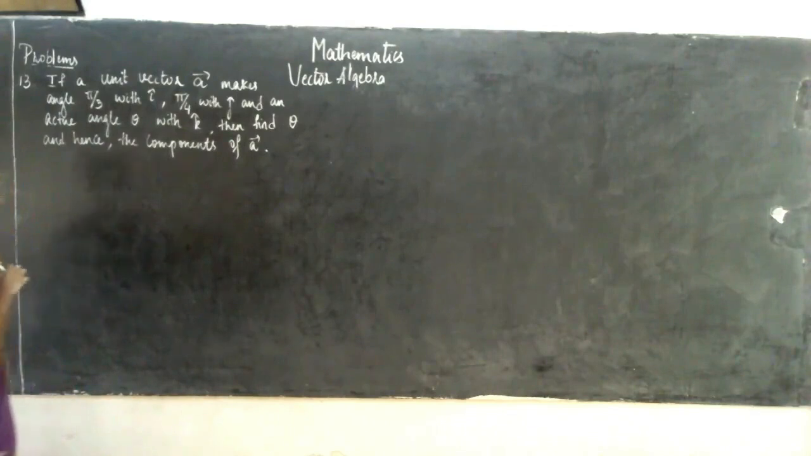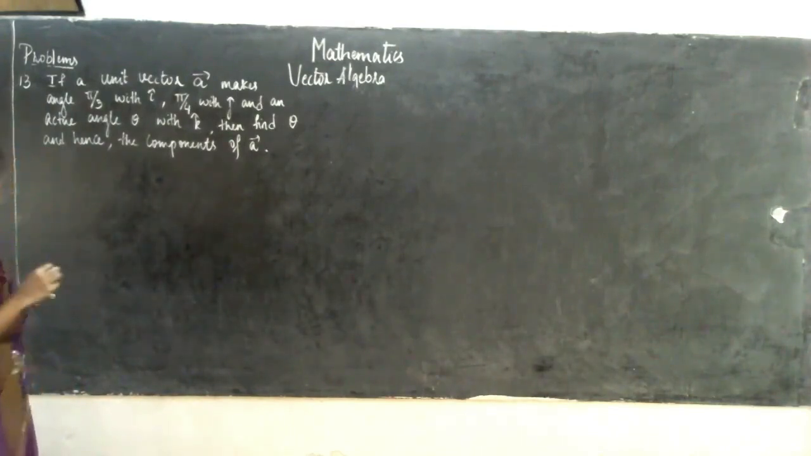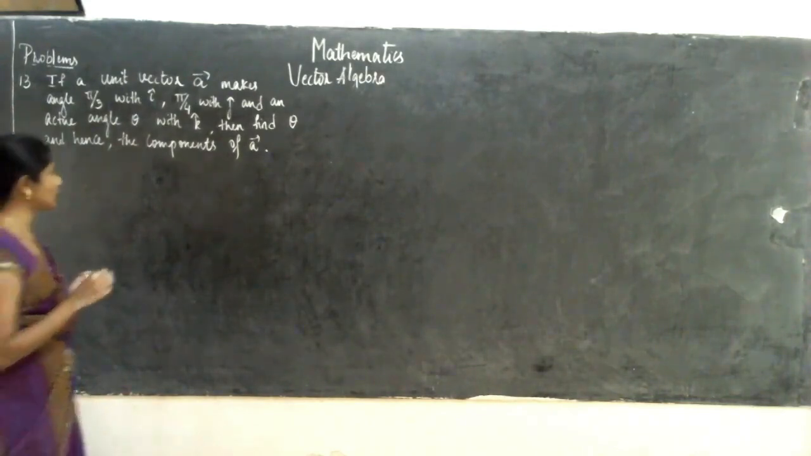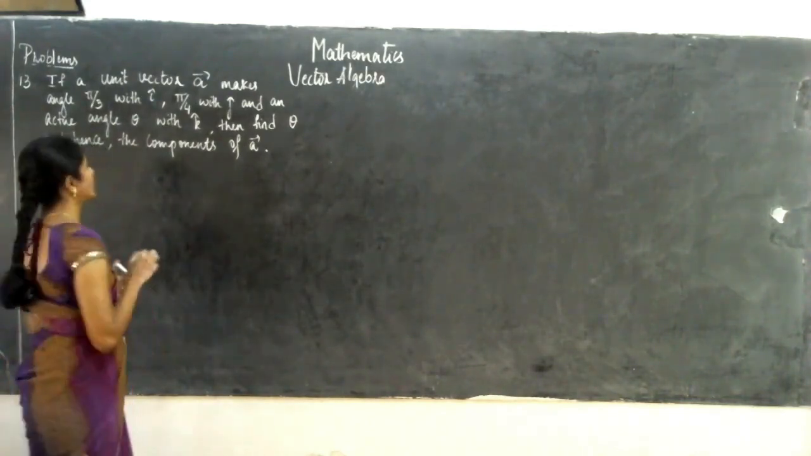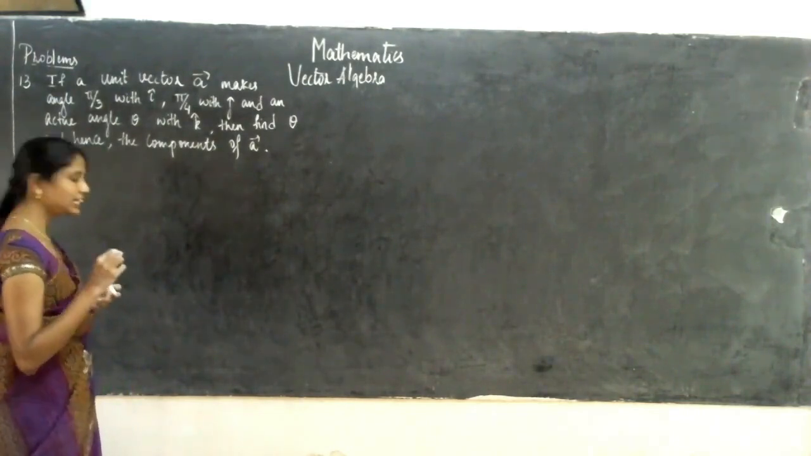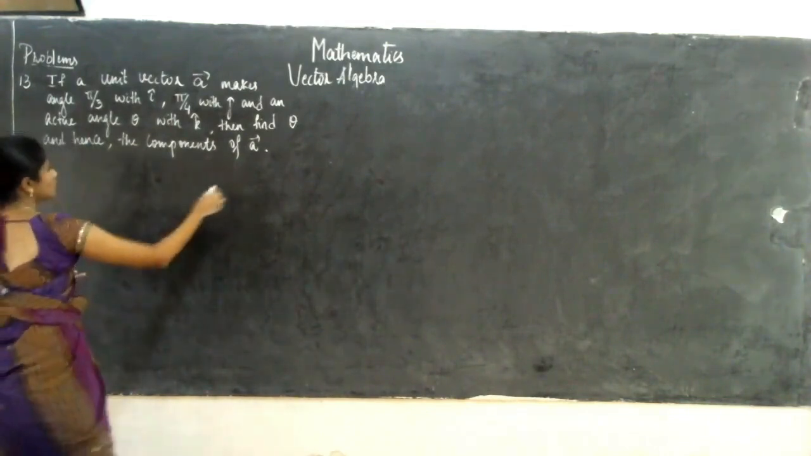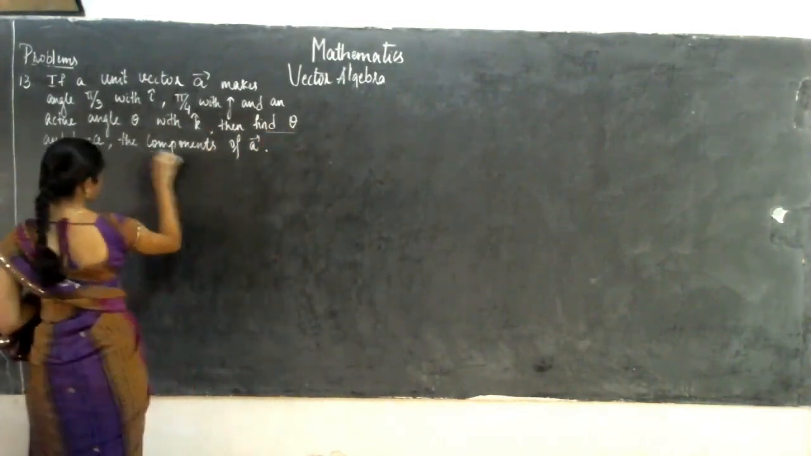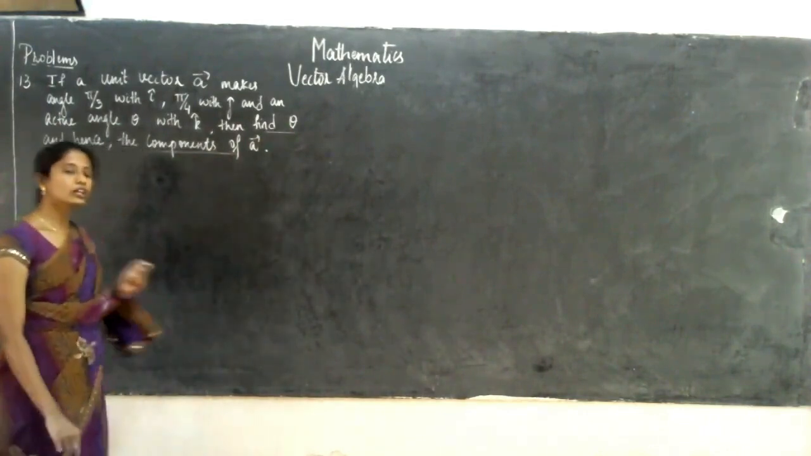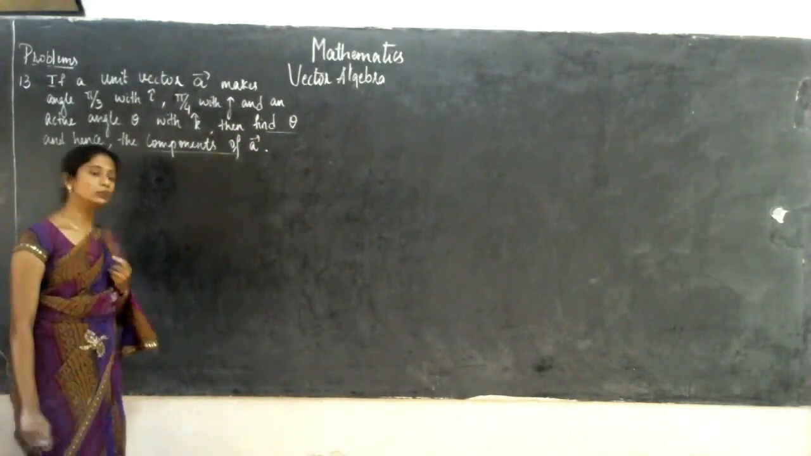Next problem. They have given that a unit vector A makes an angle of pi by 3 with i cap, pi by 4 with j cap, and an acute angle beta with k cap. Then find beta and hence the components of A. We need to find two things, that is beta and the components of A. First, what kind of vector is A? It is a unit vector.